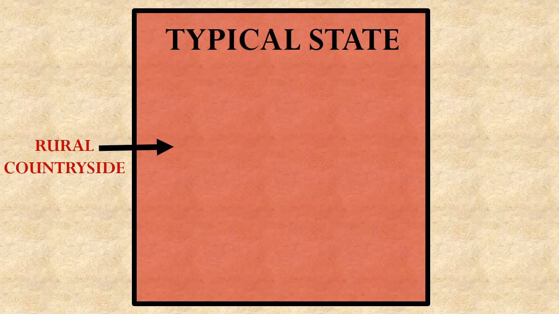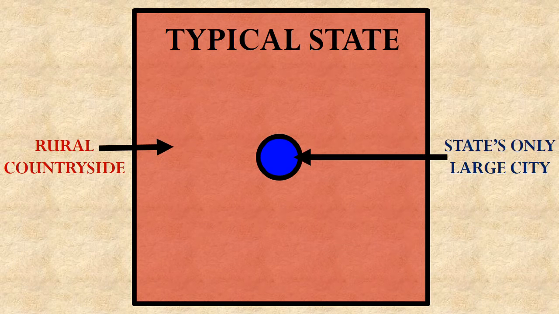In this typical state that we're creating, we're going to assume that most of the state is rural countryside. Farms, ranches, things like that. And then within our state, we're going to add this blue circle. And it's going to represent the one big city that exists in the whole state.